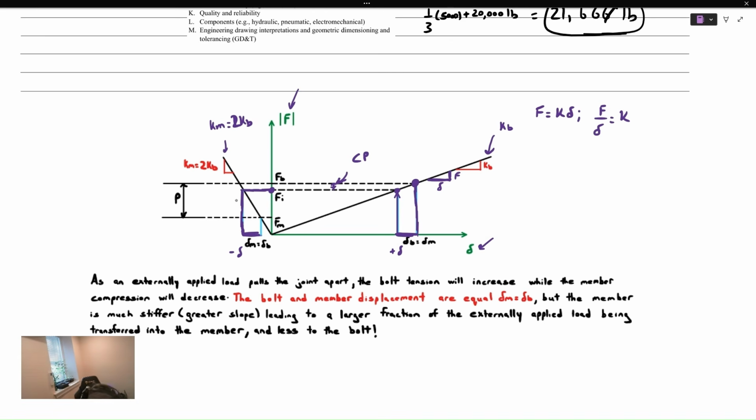And what about for the member? Now look what happened to the member experiencing that same positive deflection. We have a much larger change inside of the member. That is represented by 1 minus C, 1 minus the joint coefficient multiplied by the externally applied load. That is the portion of the externally applied load that is applied to the member. And this really comes down to the differing stiffness between the bolt and the member. You see a much larger change in the load of the member compared to the bolt because the member is much stiffer. I hope this gives you some more intuition about how bolted joints work. Let's go ahead and move on to the next problem.